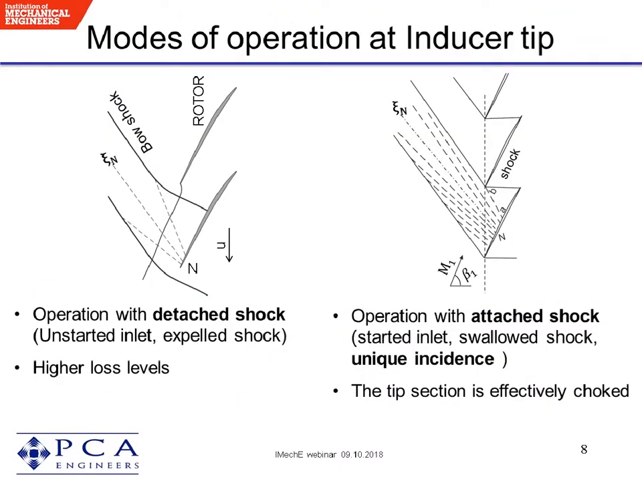In general, the transonic passages can operate in two different modes. If the shock is detached from the leading edge, the flow condition is referred to as unstarted, and the shock-related losses increase due to the existence of a strong normal shock at the inlet of the passage. The shock losses can be reduced if the shock is attached to the leading edge of thin blades, resulting in an oblique shock at the inlet. It should be noted that at this condition, which is referred to as unique incidence condition, the passage is effectively choked.